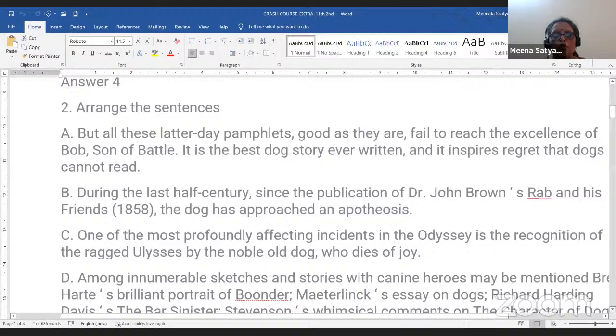Second one. But all these latter-day pamphlets, good as they are, fail to reach the excellence of Bob, Son of Battle. It is the best dog story ever written. It inspires regret. The dogs cannot read. So remember, it starts with the word "but". During the last half century, since the publication of Dr. John Brown's Rab and His Friends, the dog has approached an apotheosis. Now, one of the most profoundly affecting incidents in the Odyssey is the recognition of the ragged Ulysses by the noble old dog who dies of joy.